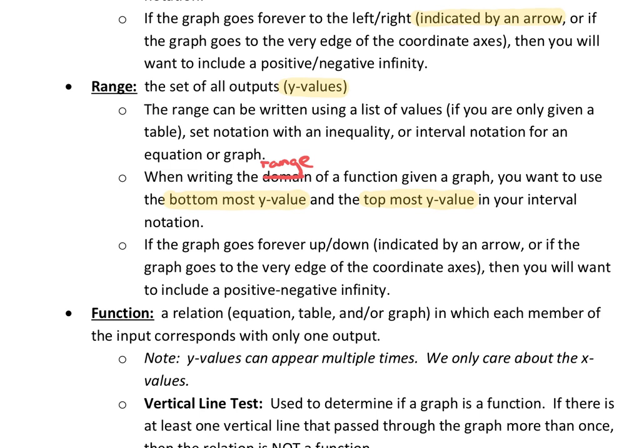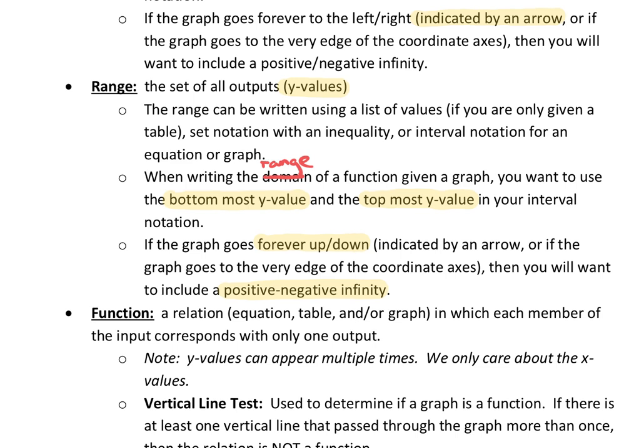Again, if the graph goes forever up or down, this is going to be indicated by either an arrow or the graph going to the very edge of the coordinate axes. We want to include a positive or negative infinity. If it's going down forever, it's a negative, and if it's going up forever, then it is a positive. All right, so this is going to be the primary focus that we're going to look at in this video, is talking about domain and range.